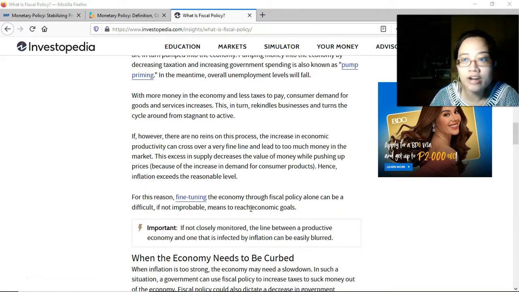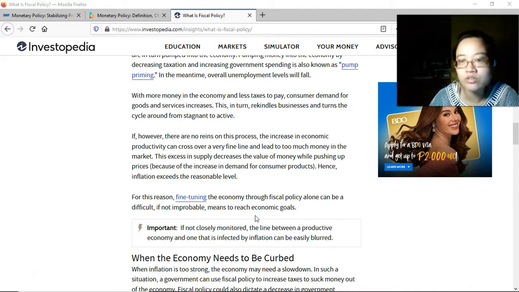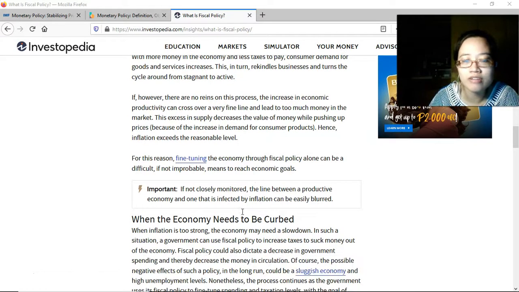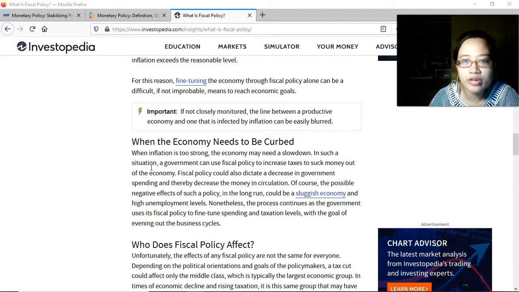For this reason, fine-tuning the economy through fiscal policy alone can be a difficult, if not improbable, means to reach economic goals. That's why there's the monetary policy to counteract the effects. If not, I think they highlighted this statement. If not closely monitored, the line between a productive economy and one that is infected by inflation can be easily blurred. When the economy needs to be curbed.